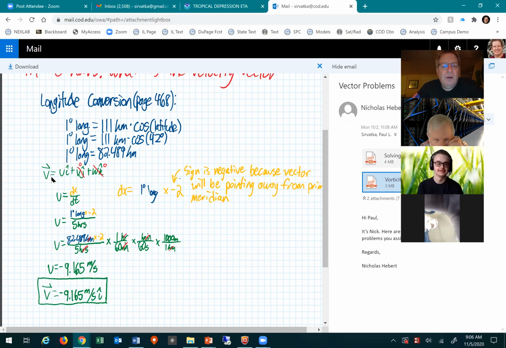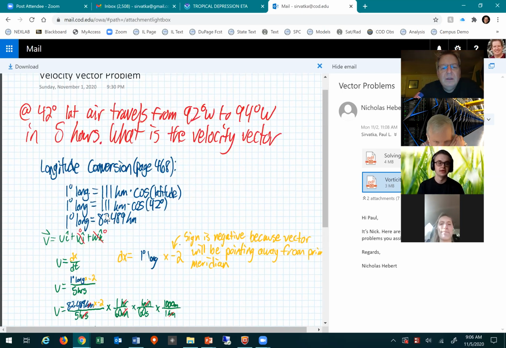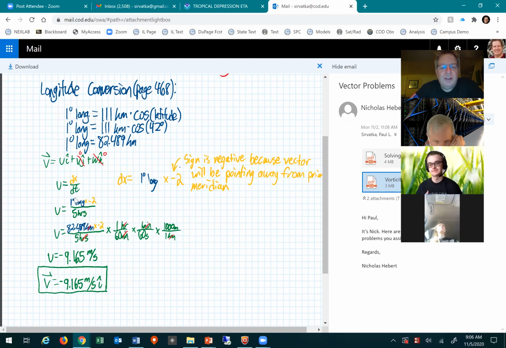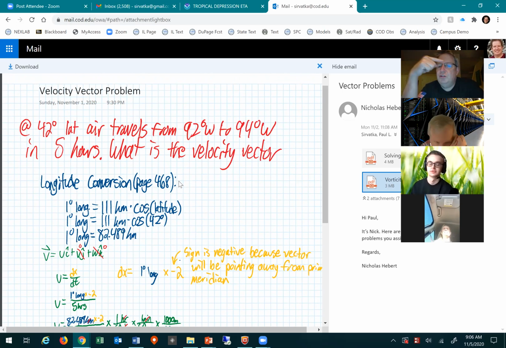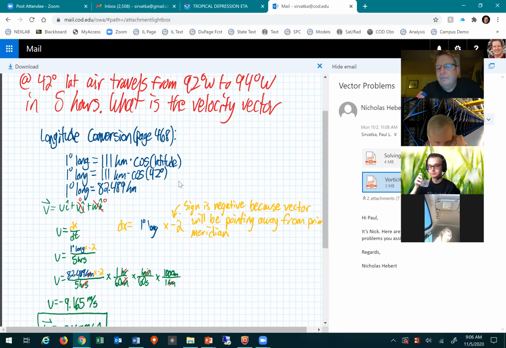What I like about this is that you wrote the velocity vector. And the first thing you did was say, this is 0, because it's moving zonally. Pure zonal motion. Then it's 1 degree longitude. So he said dx/dt, 1 degree longitude, times 5 hours. Now, this is a little messy, but it's times 2, because it's 2 degrees longitude. He's putting the negative sign in because it's traveling from 92 west to 94 west. So you're traveling to the west, which is a negative velocity. To the east is positive.